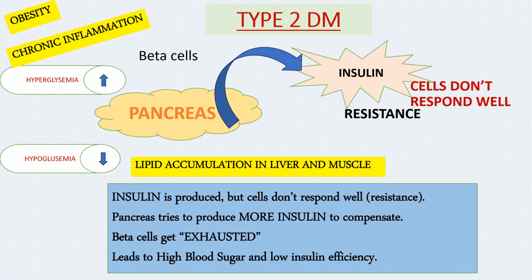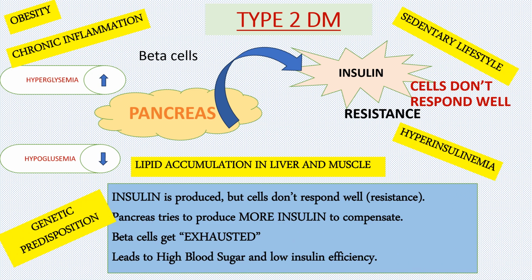Now, there are factors that contribute to the occurrence of insulin resistance. So the first one is obesity, specifically the visceral fat. This is in our abdomen. Adipose tissue releases pro-inflammatory cytokines and free fatty acids, which interfere with the insulin signaling. Second, chronic inflammation. This disrupts insulin receptor and signaling pathways. Then the third one is lipid accumulation in the liver and in the muscles. So this leads to lipotoxicity, which impairs insulin receptor signaling.